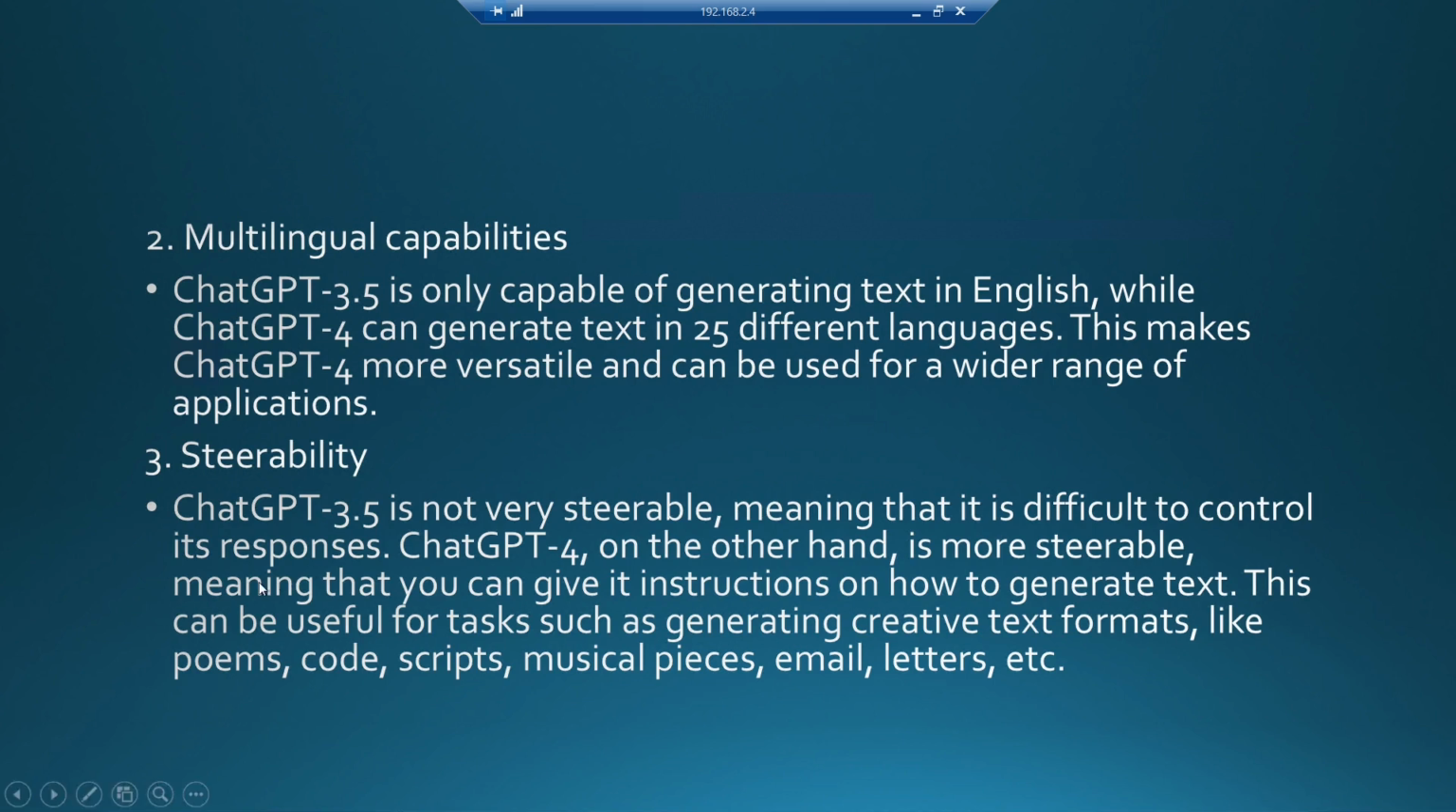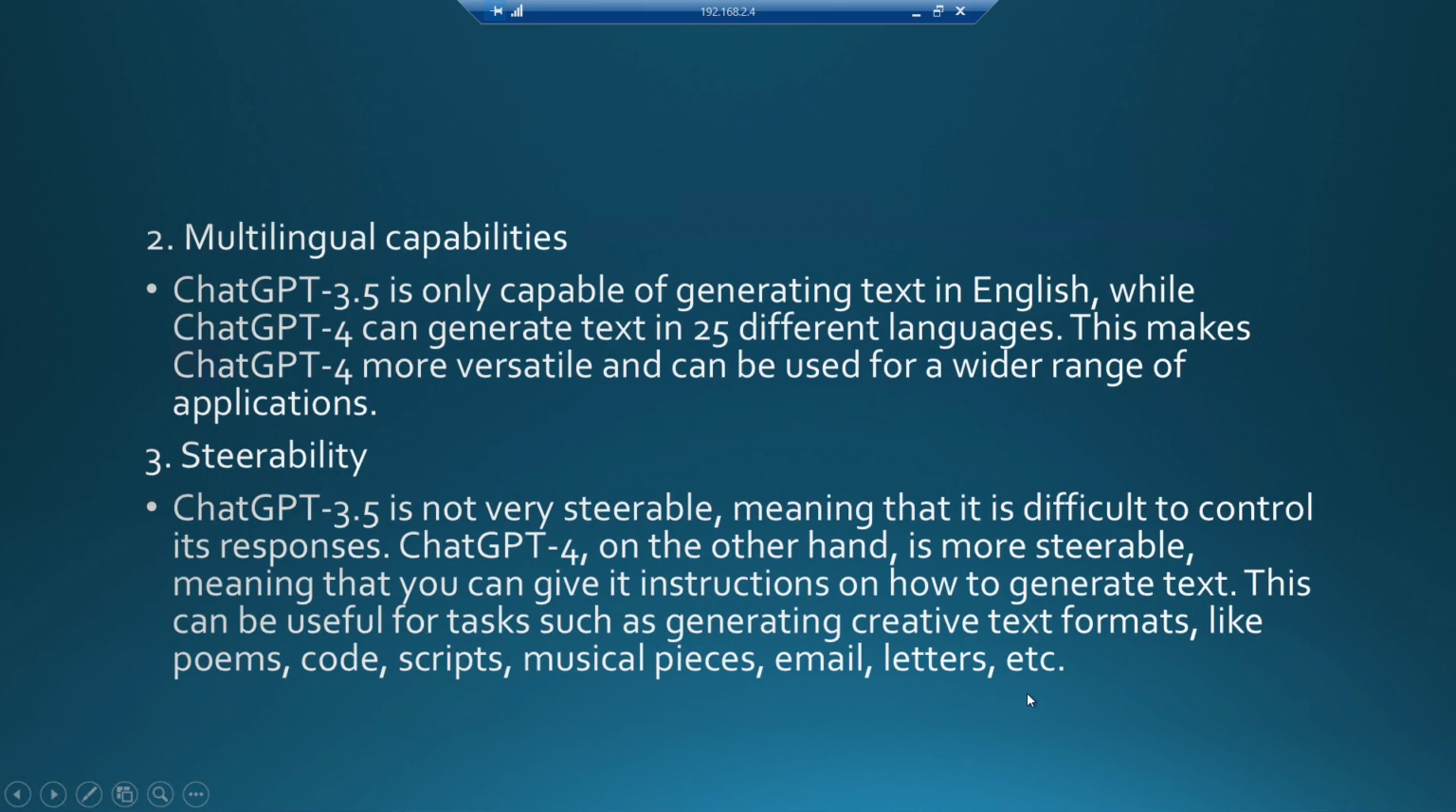Okay, and the next point is steerability. ChatGPT 3.5 is not very steerable, meaning that it is difficult to control its responses. ChatGPT 4, on the other hand, is more steerable, meaning that you can give it instructions on how to generate text. This can be useful for tasks such as generating creative text formats like poems, code, scripts, musical pieces, email, letters, etc.